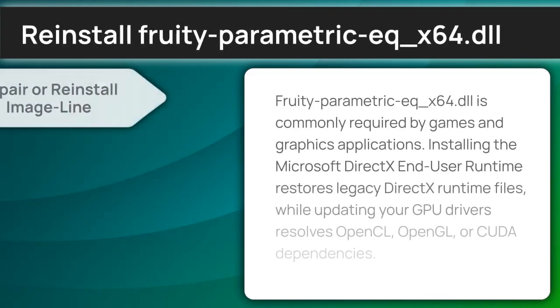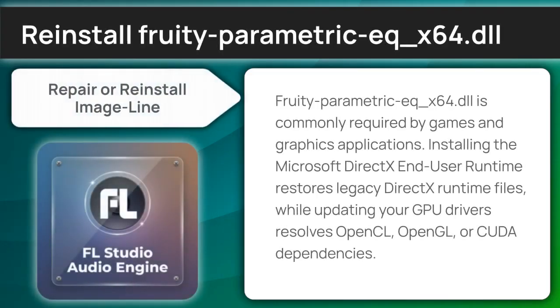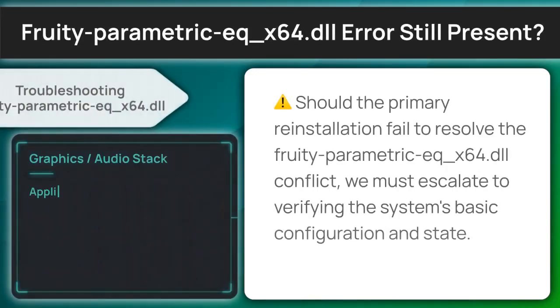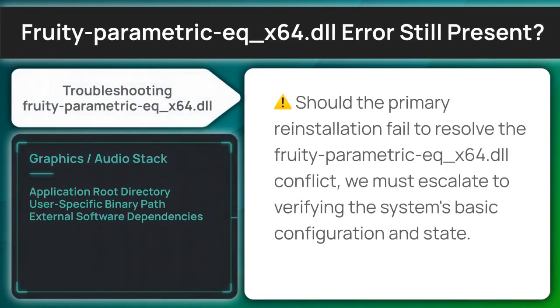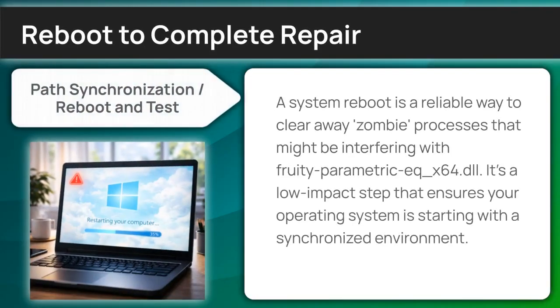Fruity Parametric EQ X64 is commonly required by games and graphics applications. Installing the Microsoft DirectX end-user runtime restores legacy DirectX runtime files, while updating your GPU drivers resolves OpenCL, OpenGL, or CUDA dependencies. If the redistributable repair didn't resolve the pop-up, the next logical step is to analyze the local environment for process conflicts. A system reboot is a reliable way to clear away zombie processes that might be interfering with Fruity Parametric EQ 64 module. It's a low-impact step that ensures your operating system is starting with a synchronized environment.